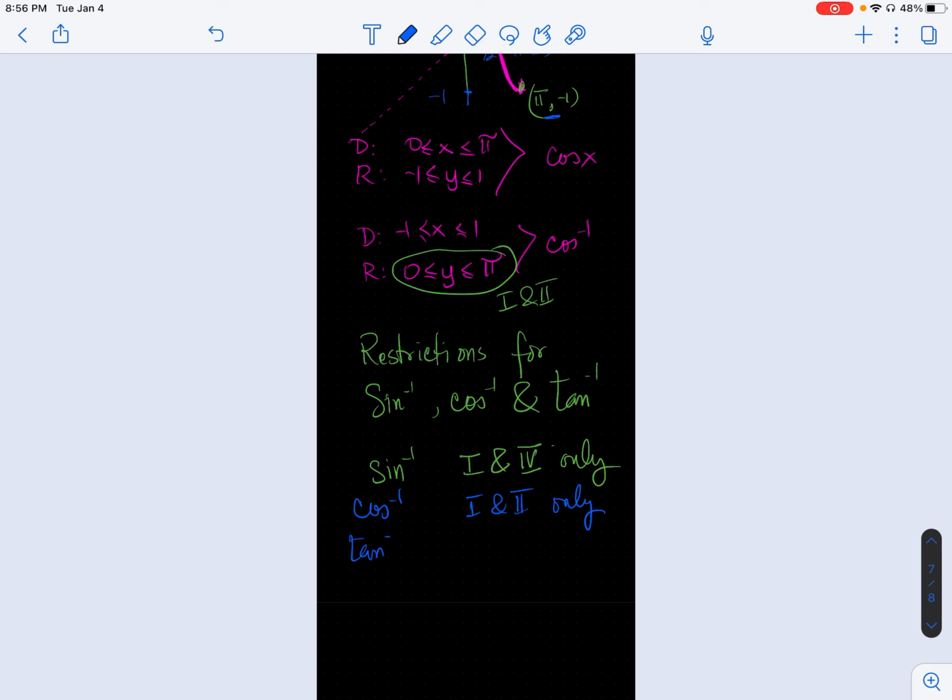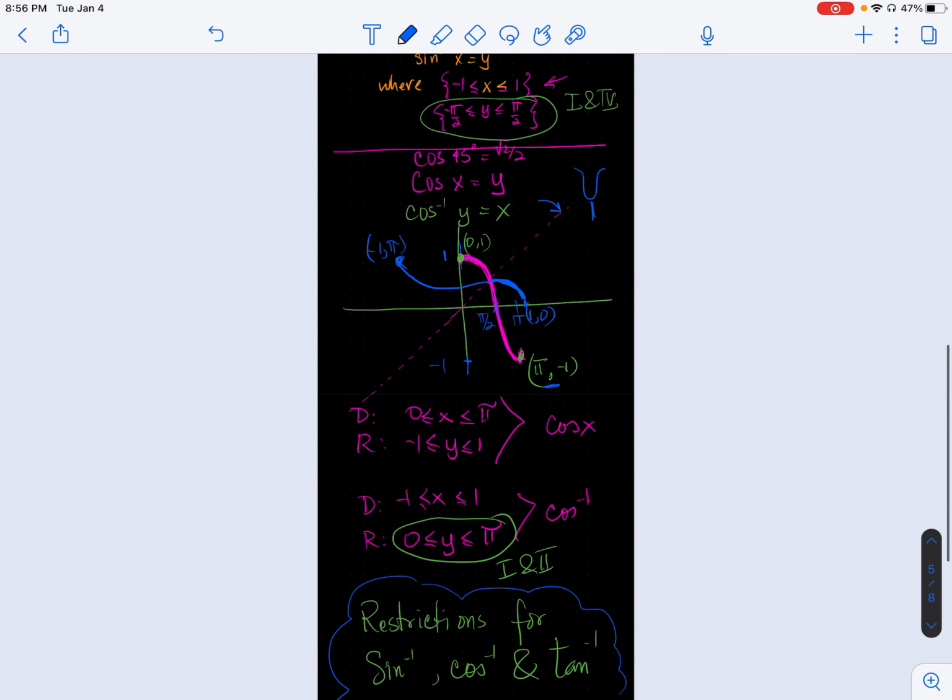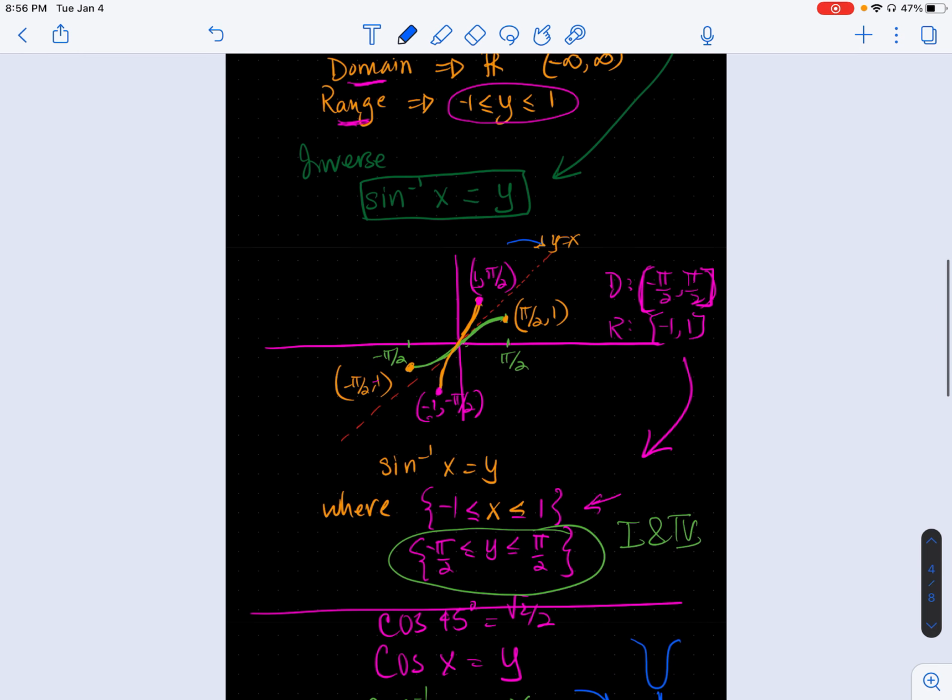And for tangent, I know I did not graph tangent, but trust me, the tangent graphs are restricted just like the sine graph. They're restricted between first and fourth quadrant only. So if the above was confusing, this is the gist of whatever I went over previously. The graph of sine and its inverse.